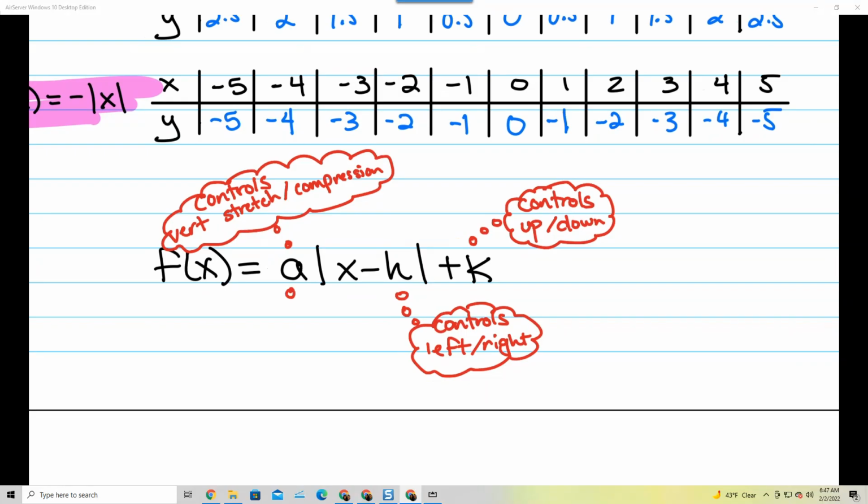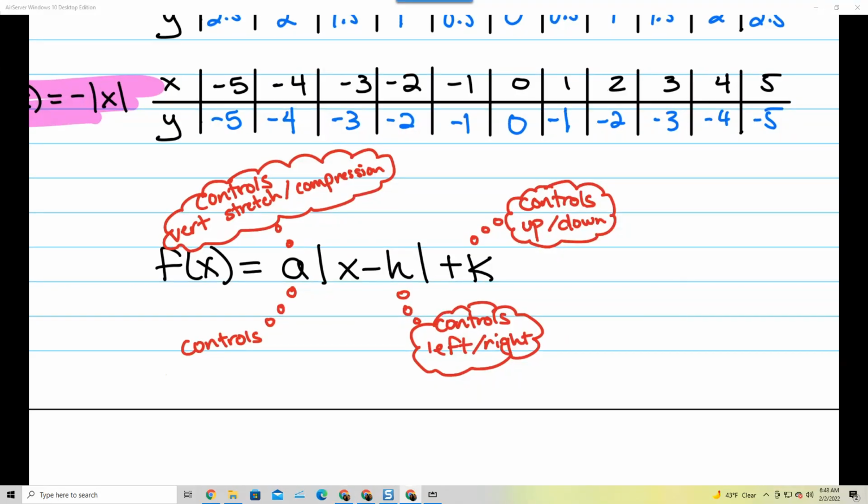This a also controls whether this is going concave. Let me write that it's whether it's pointing up or whether the graph is going to point down. That's being controlled by whether that's a positive or negative. If that's a positive number in the front, then it's going to be pointing upwards. If it's going to be a negative number in the front, then it's going to flip it over the x-axis, and now it's going to be pointing downwards.